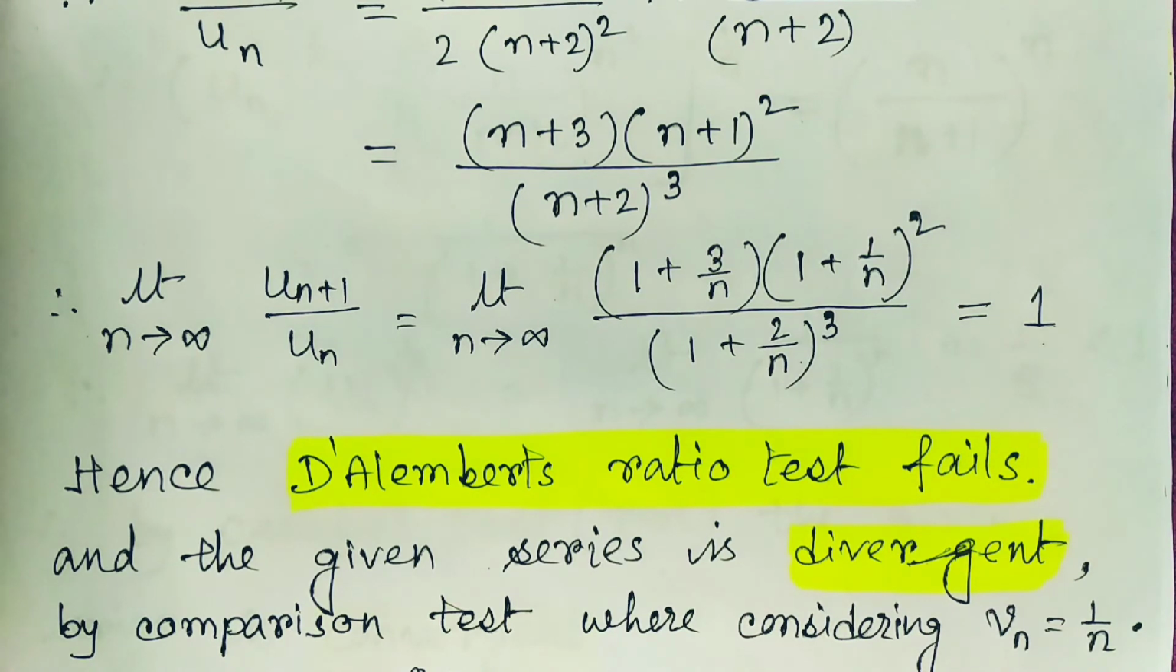Anyways, I am telling you again that the comparison test is not always the most suitable choice. When D'Alembert's ratio test fails, we have some other tests: Raabe's test, Gauss test, and the logarithmic test, that we have to apply so that we will get the result very conveniently. All of these tests, Raabe's test, logarithmic test, and Gauss test, we are going to discuss gradually in our upcoming videos.